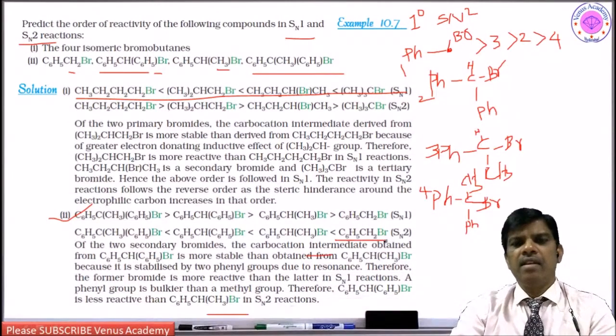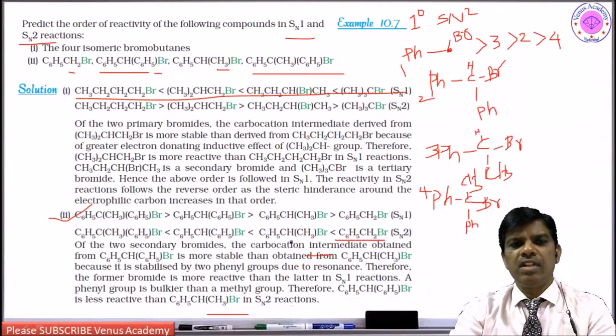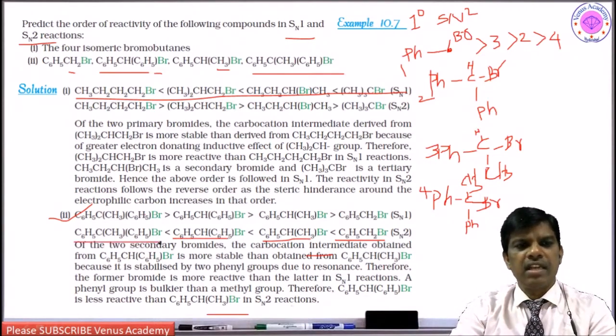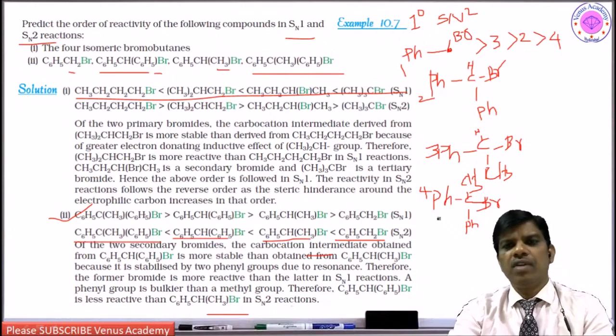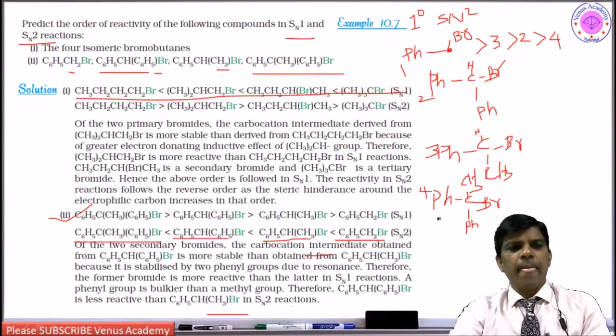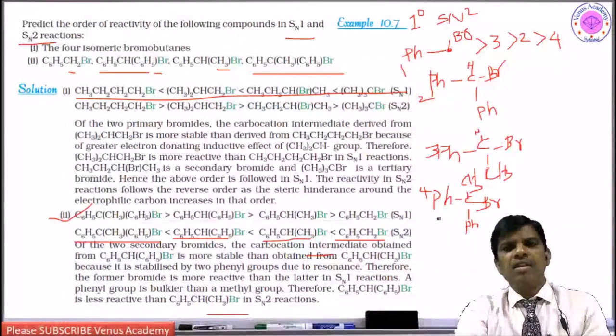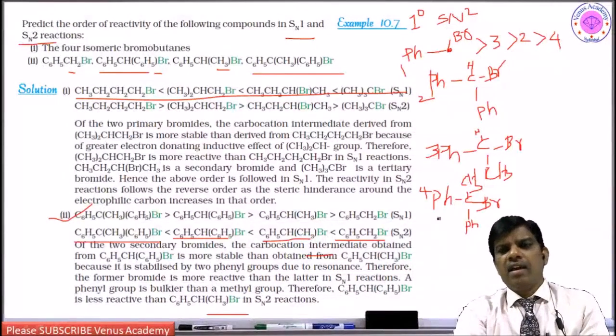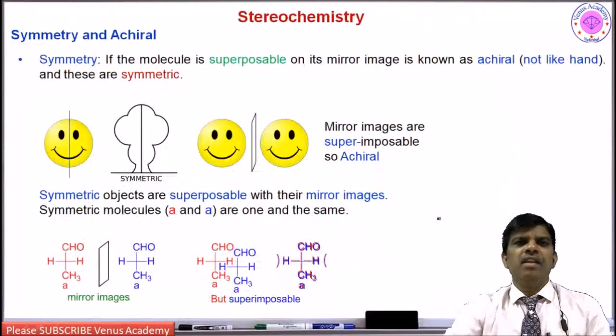Yes, benzyl bromide easily undergoes SN2, followed by the third compound, and then diphenyl methyl bromide, the second compound. Yes, the prediction is correct, students. So this is the fourth one, which is diphenyl methyl bromide. This is how SN2 and SN1, where you will find different compounds, right?